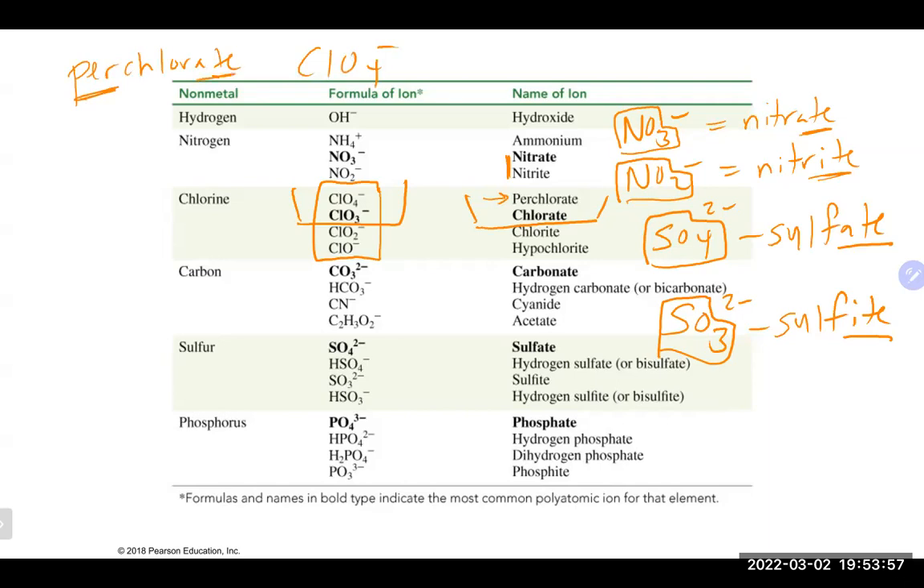Starts with per, ends with ate in a group of 4 that has the most oxygen. In a group of 4 that has the least oxygen, which would be coming down this way, they both end in ite, but the one with the least number of oxygens starts with hypo and ends with ite. So this guy would be known as hypochlorite. So in a group of four, that's the most common group of four that you come across. The one with the most starts with per and ends with ate. The one with the least starts with hypo and ends with ite.